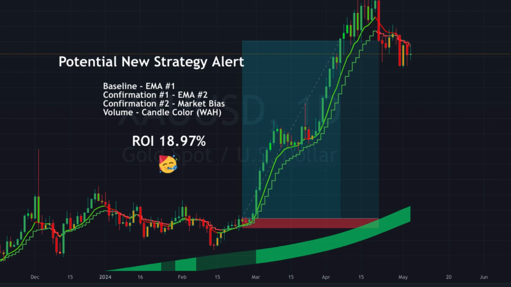All right, without further ado, we're going to get started, and I'm going to introduce you guys to one of my favorite indicators. I actually use it every day, the market bias indicator.